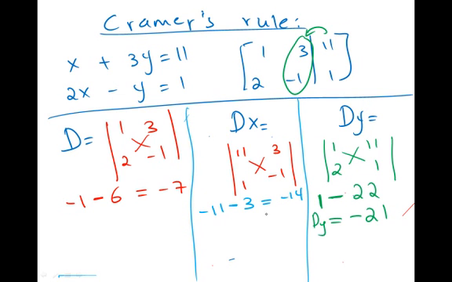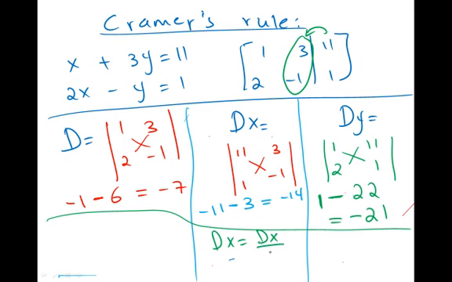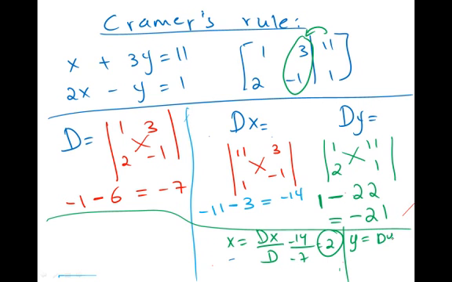So this is Dy, here you have Dx, here you have D. These are our solutions. So x will be Dx divided by D, which is negative 14 divided by negative 7, and it will give you positive 2. And here you'll do the same thing. This is the value of x, and the value of y will be Dy divided by D, which is negative 21 divided by negative 7, and the answer will be 3.